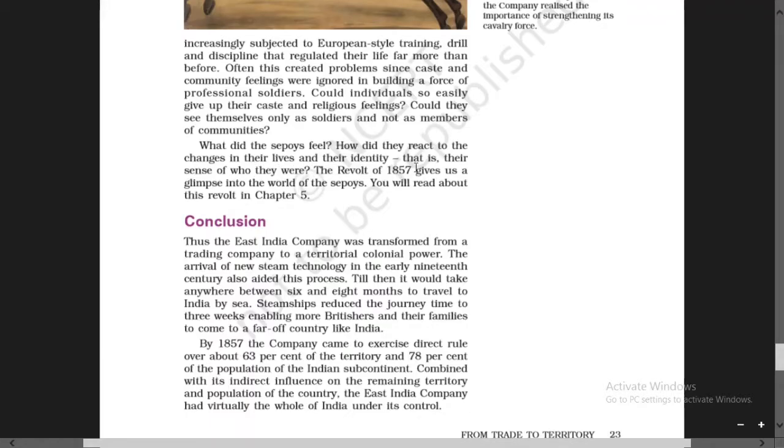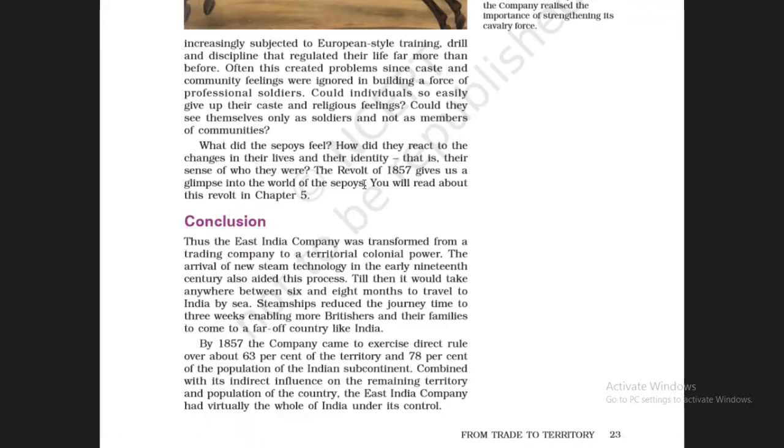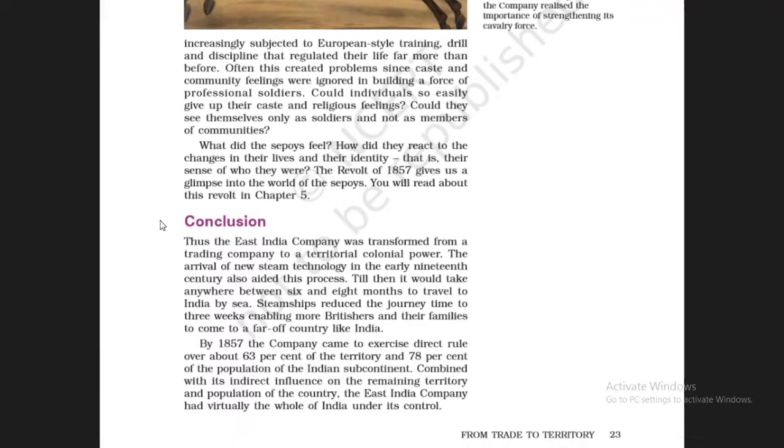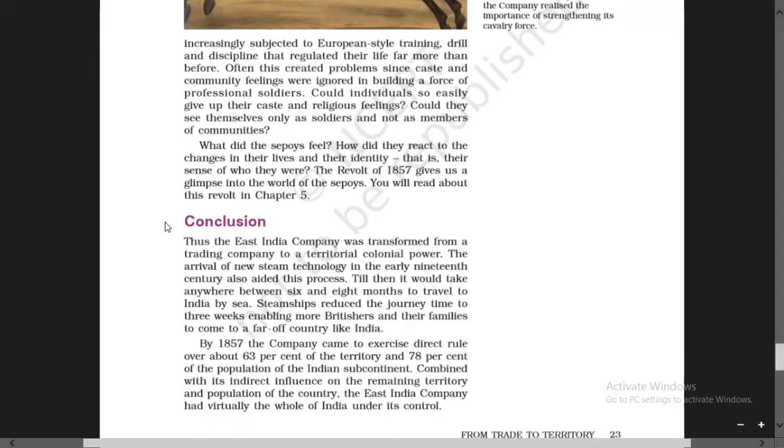The revolt of 1857 gives us a glimpse, meaning a partial view, into the world of the sepoys. You will read about this revolt in chapter number 5, and this revolt of 1857 is very important, which you will learn in more detail there.